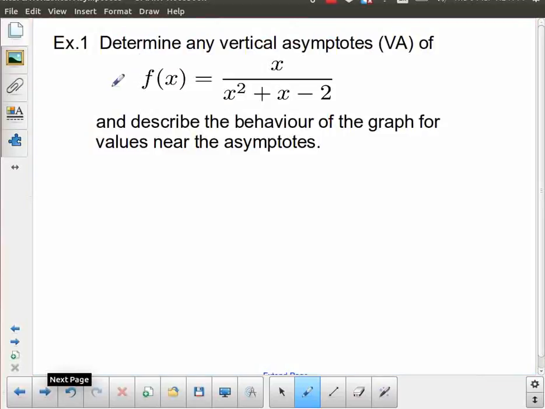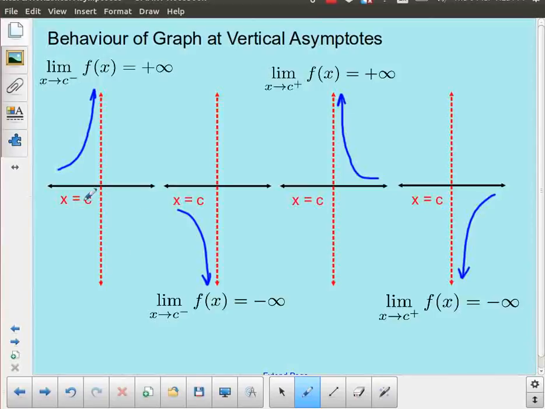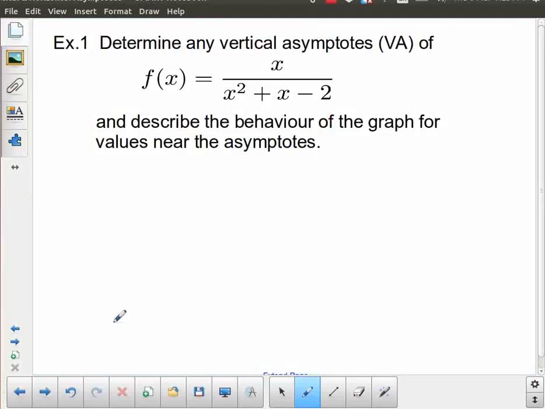So, a more practical example, something you might encounter: determine any vertical asymptotes of this particular function, and then describe the behavior of the graph near the asymptotes, which is what I just did on the previous page. I was looking at the behavior near x equals c. Now, in order to do this, the first thing we're going to want to do is rewrite this in a factored form.